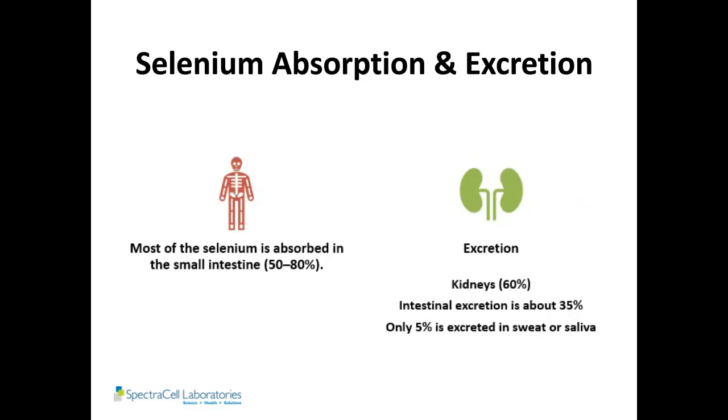Absorption, excretion: you can see here that most of the selenium is absorbed in the small intestine, on average about 65%. For excretion, once again, the kidneys are the main route. Intestinal excretion is involved in only about 5%, and some is lost through the saliva and perspiration. So our kidney function is very important, but if we have an inflammatory response in the intestinal tract, then of course this level is going to be increased.